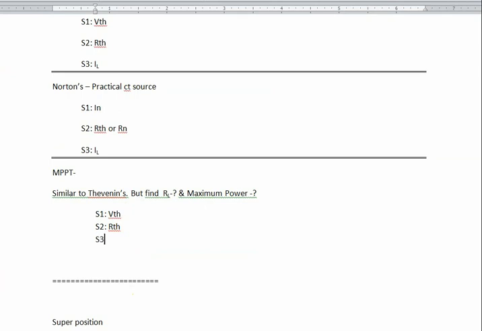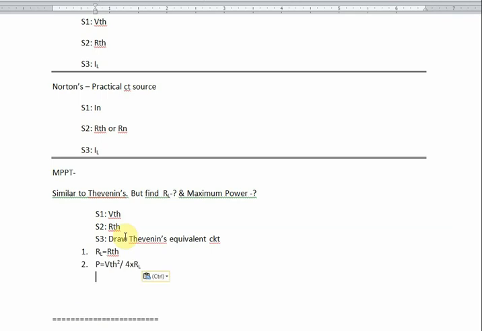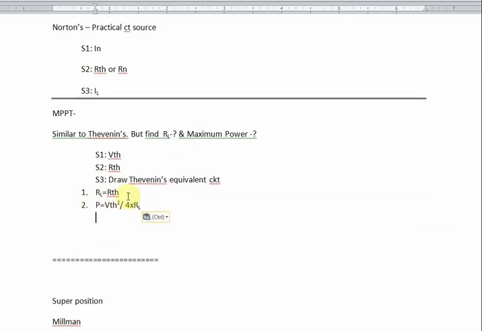Step number three, what is that? Draw the equivalent circuit. Draw the Thevenin's equivalent circuit. Then you will substitute RL equal to RTH and P equal to VTH squared divided by 4 into RL. So you need to substitute and find out. RTH is equal to RL. Okay. Let me draw first. What is step number one? Find VTH, and find RTH in step number two. Then step number three is to draw the Thevenin's equivalent circuit.